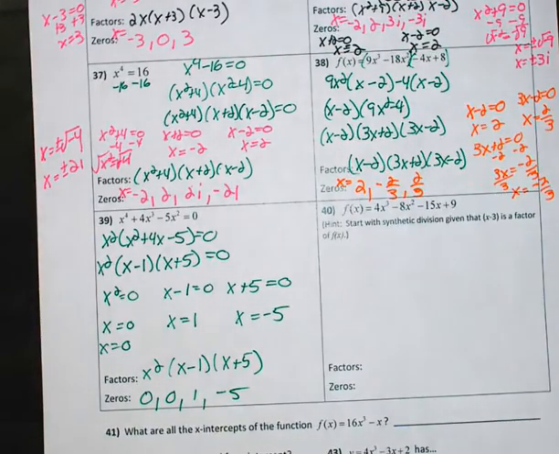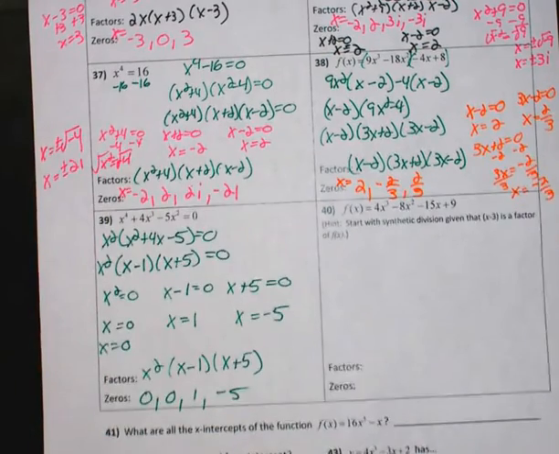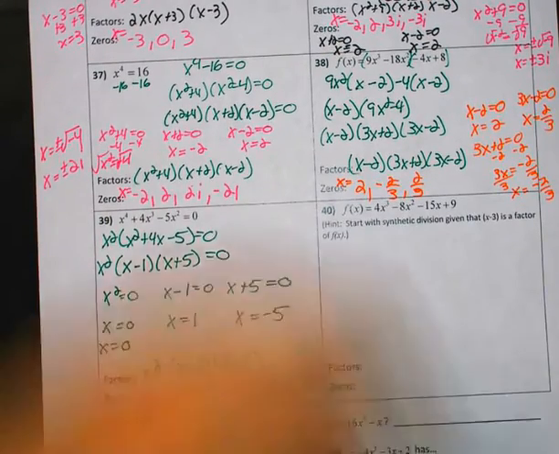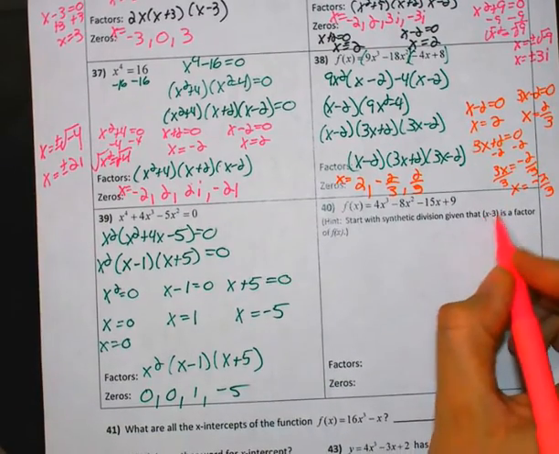Alright, moving on. So it says 4x to the third minus 8x squared minus 15x plus 9. Start with synthetic division given that x minus 3 is a factor of f of x. Okay, so we're going to use synthetic division. Hopefully you remember. So synthetic division, we have a factor here.